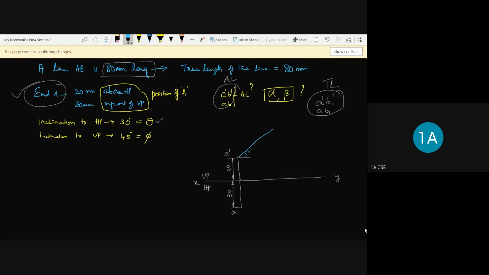Say this is the 30 degrees line I have drawn, and I am cutting this line with the true length of 80 mm. So here you cut this line with the compass, A dash as the center, take 80 mm as the length and cut this 30 degrees line so that you will get B1 dash. Got it?